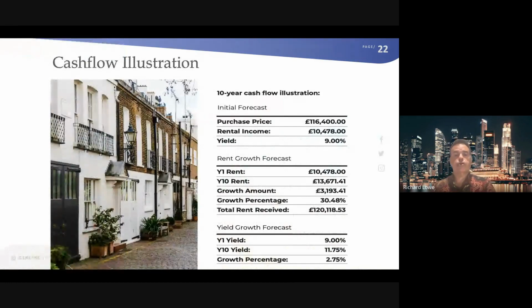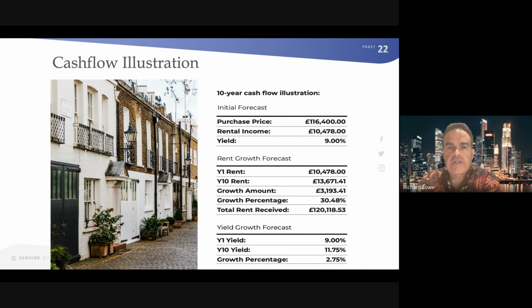Now, this is showing a cash flow illustration of a typical property. The entry level of these properties is around about £90,000, which, you know, for those of us who live in Singapore, you wouldn't even be able to buy the front door, let alone an actual unit.